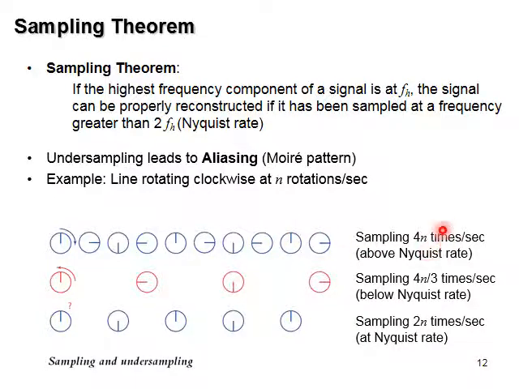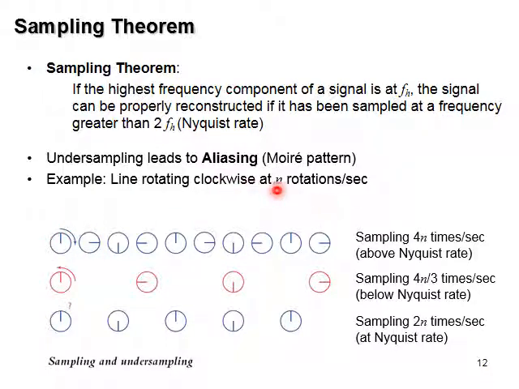Now, how about if you have 4n? How is 4n related to the Nyquist rate? It's double the Nyquist rate. So what do we have? We can actually see that the line is rotating clockwise. So out of this example, we get the concept that if you have something in analog form like this, rotating at n rotations per second, and you sample it at higher than the Nyquist rate, you will be able to detect the actual data that were in that analog signal, which is that the line is rotating clockwise.